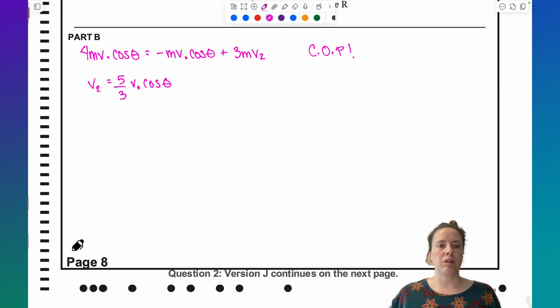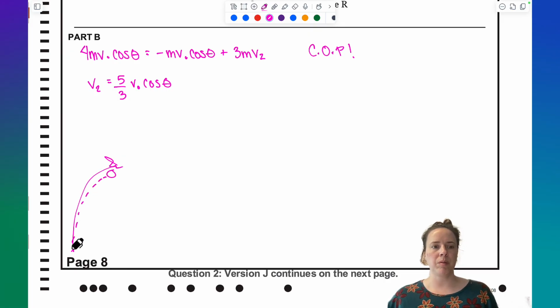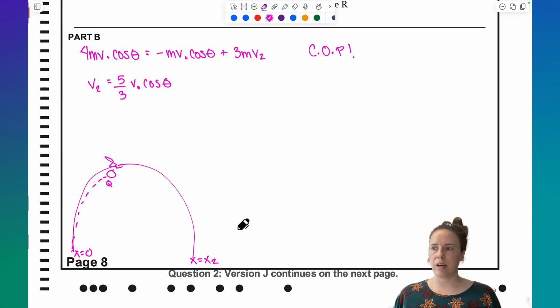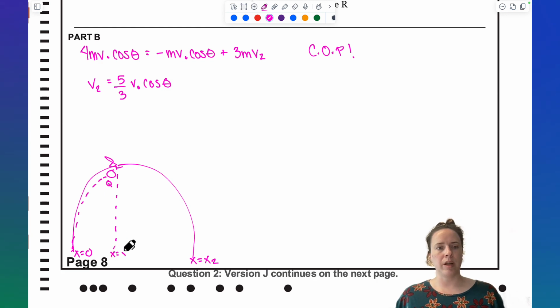So as a refresher, it goes like boop. It goes like boop. Piece Q comes back and lands at x = 0. Here's piece Q. Piece R is going to go and land over here at x = x2. x1 is that location where they explode.